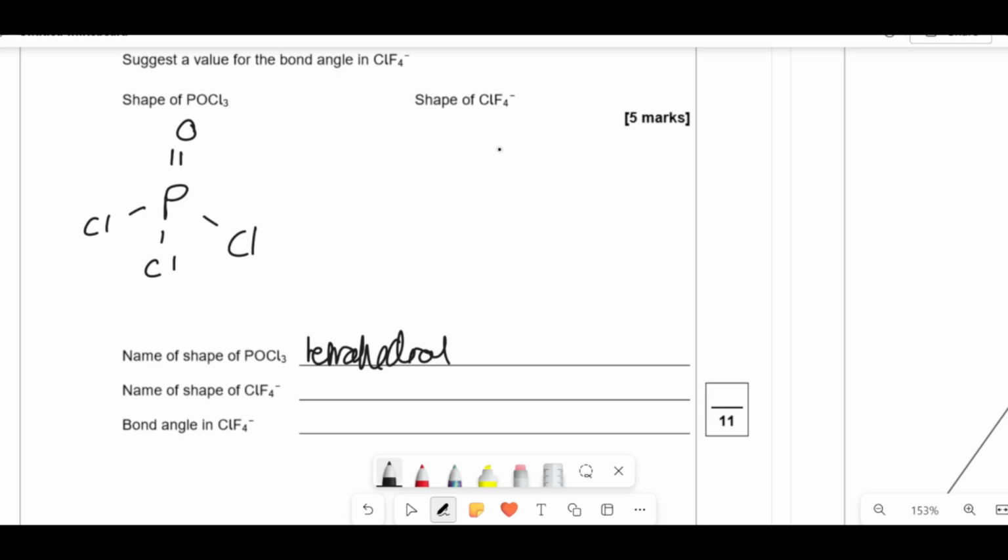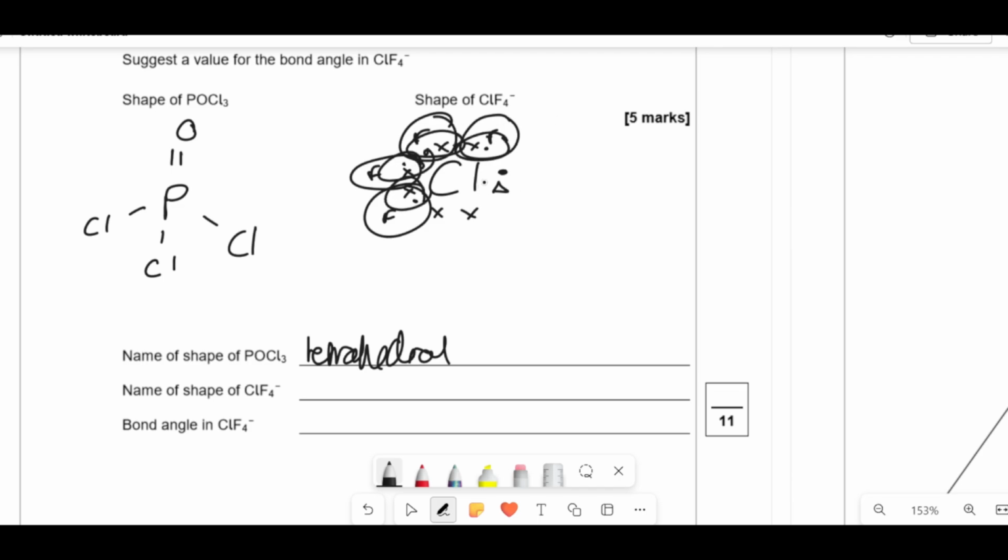Then, if we look at ClF4, so Cl is in, what's Cl? It's in group 7, so that's 1, 2, 3, 4, 5, 6, 7. And it's told you that it's got 4 Fs on it, so there's a covalent bond with the F, a covalent bond with an F, a covalent bond with an F, a covalent bond with an F. However, it's also told you it's ClF4 minus, so there's an extra electron here, right? So then we have 1, 2, 3, 4 bonding pairs and 2 lone pairs. So the shape that you have is going to be square planar.